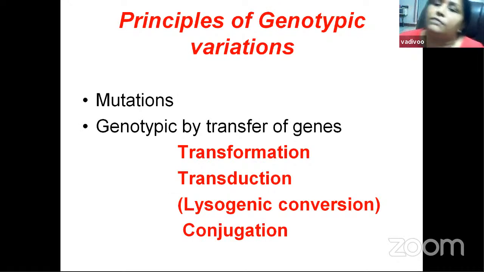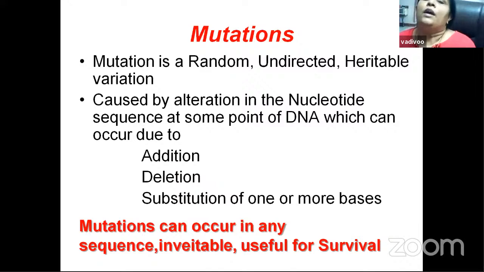And then principles of genotypic variation. Genotypic variations are the variations which are shown genetically, so you have to remember what a mutation is, as these variations can happen due to mutation, and genotypic variation can be transferred by transfer of genes, by three mechanisms: transformation, transduction, and conjugation. Okay, so first we see mutation.